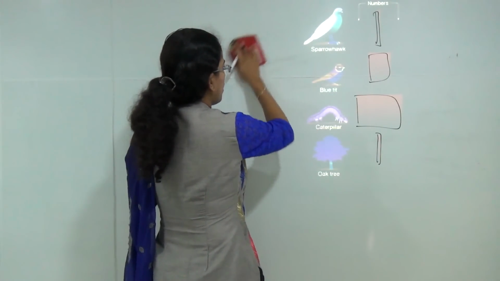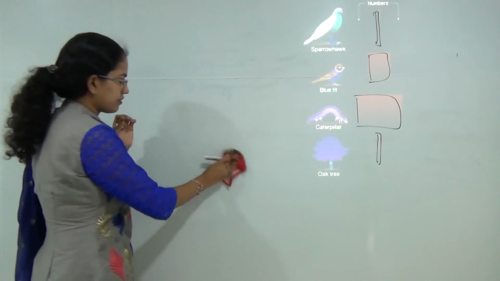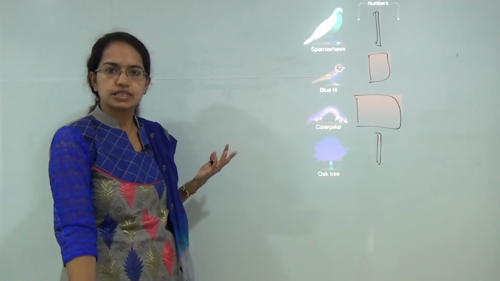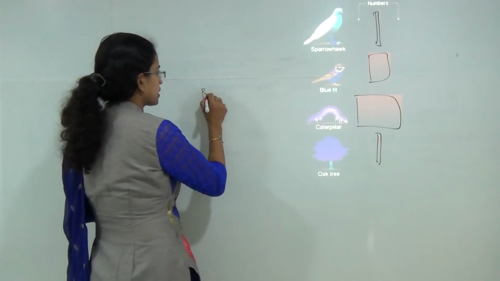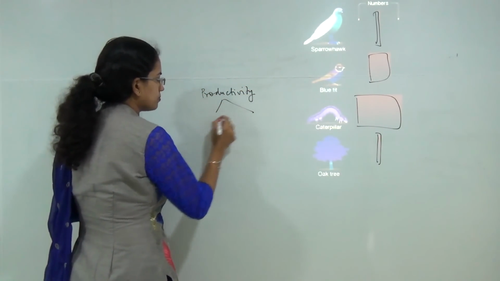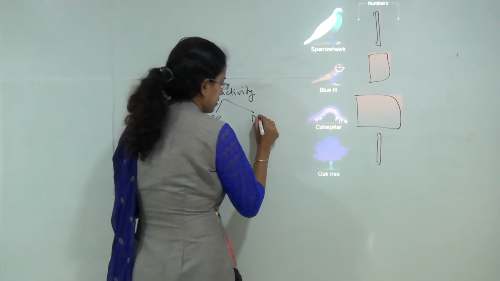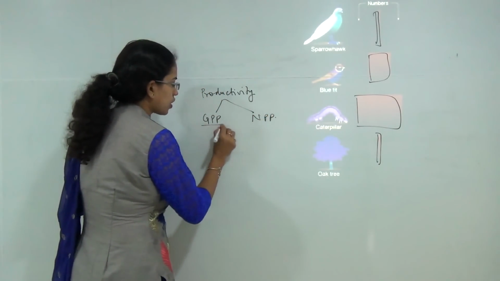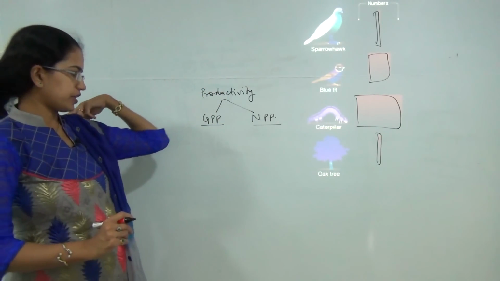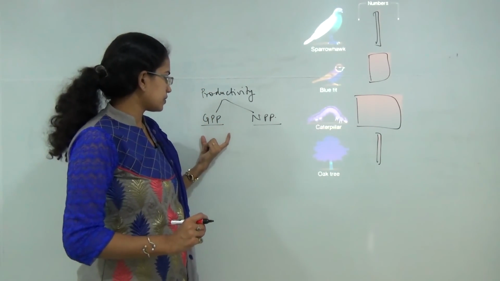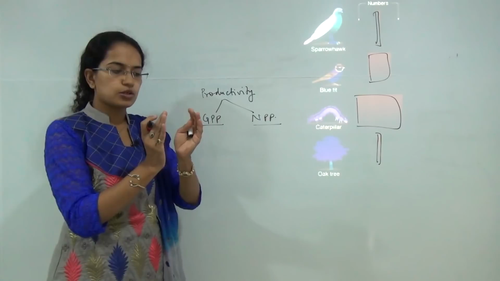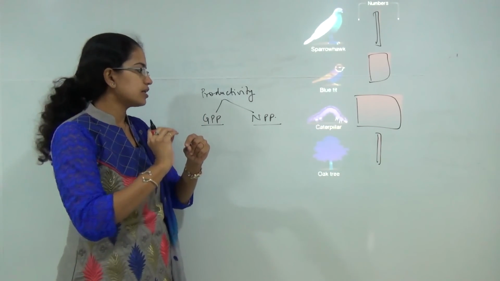Now coming on to the concept of productivity, when we talk about the energy pyramids, we must understand the concept of productivity. So productivity can be expressed in two forms. It is GPP and NPP. GPP is the gross primary productivity and NPP is the net primary productivity. So first let's talk about the gross and the net. So gross is the total amount and net includes the final amount after the depreciation.